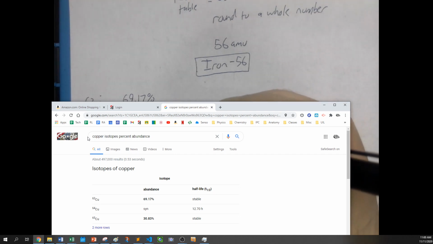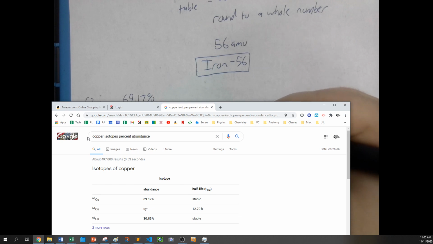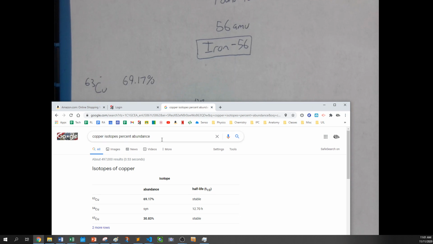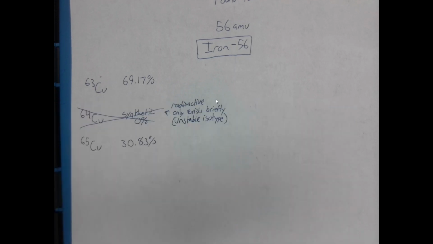This means radioactive and only exists briefly. It's unstable. Unstable isotope. Doesn't exist in nature. So radioactive only exists briefly, unstable isotope. So we really only have 2 isotopes found in nature.